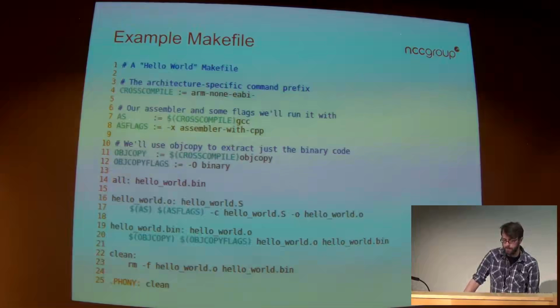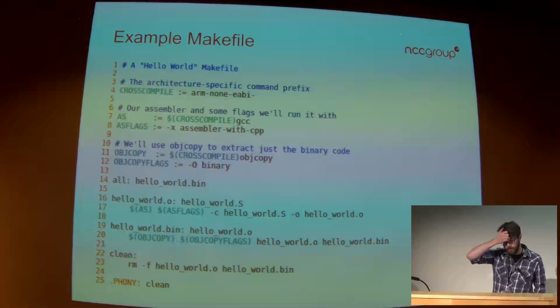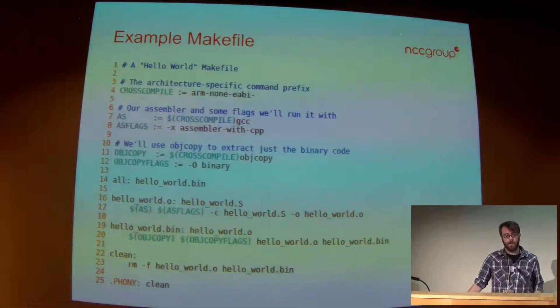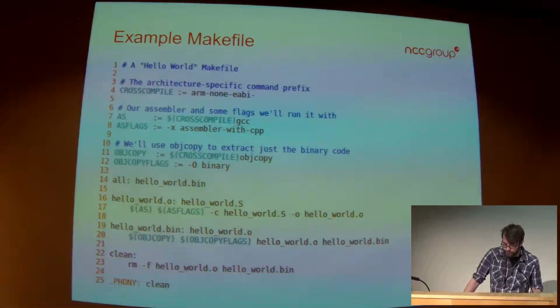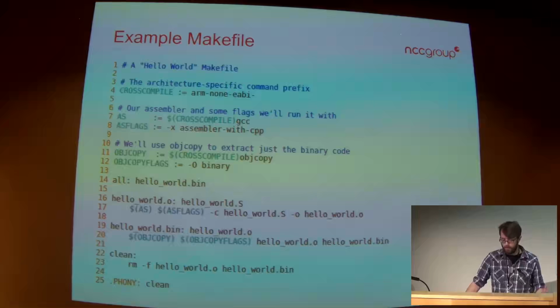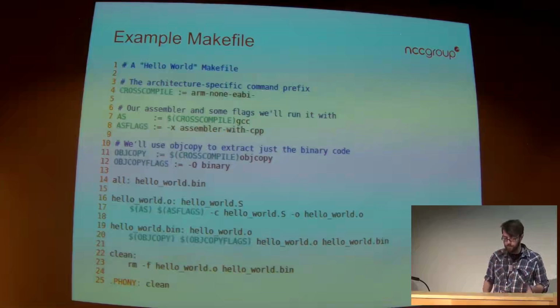And then next we're going to define what command we're going to run for assembling and how we're going to run it. I actually like using GCC, and then the assembler with the CPP option, C preprocessing, so that I can get pound include, pound define, and all that other good stuff instead of just using raw GNU assembler, gas, notation. We'll then use objcopy to extract the binary code. When we run it through GCC, we're actually going to get an ELF out of it, the executable format. So we want to scrape out the raw instructions, and we'll use objcopy for that.